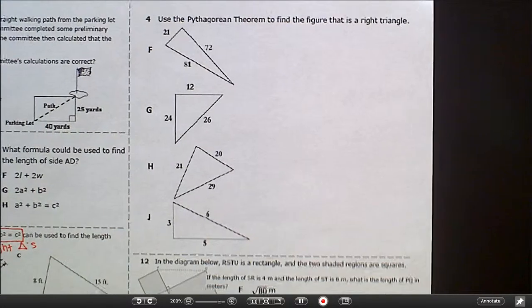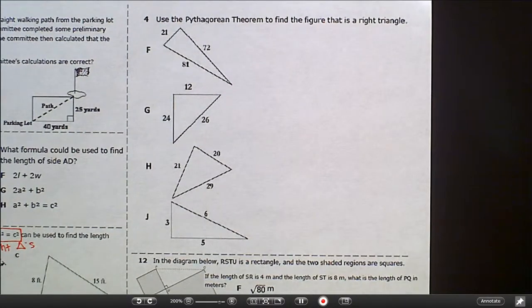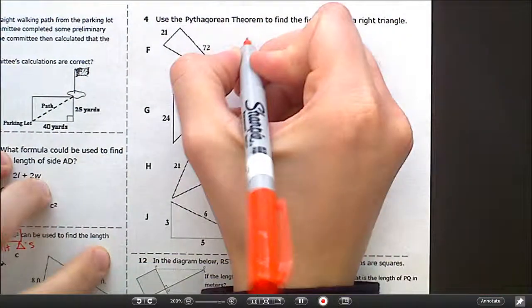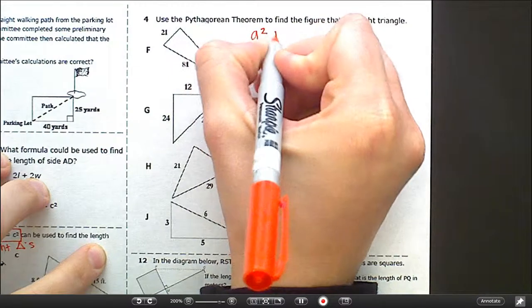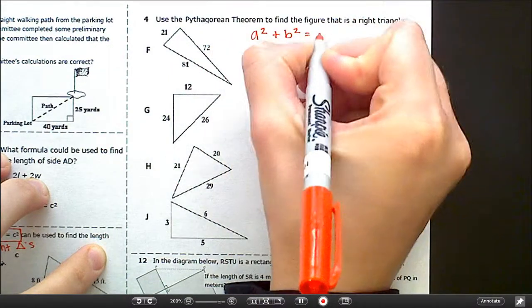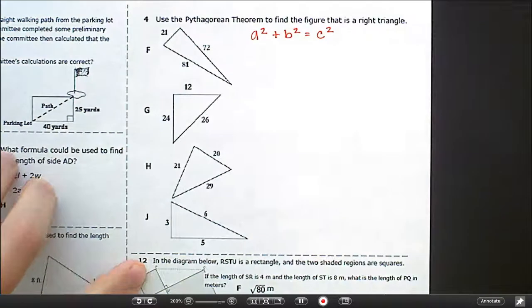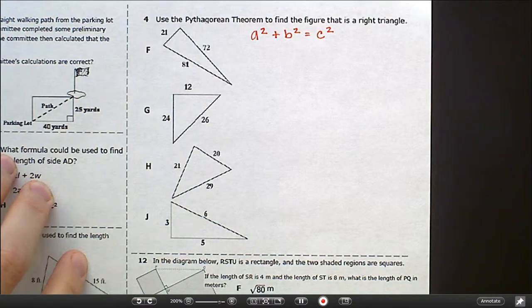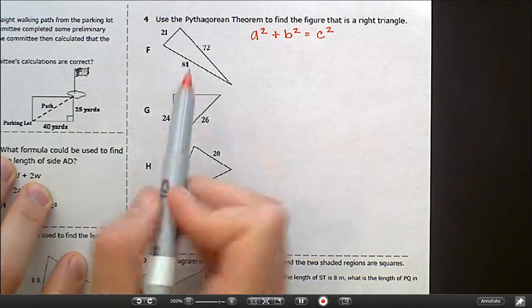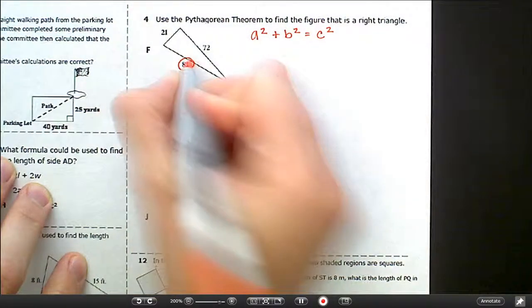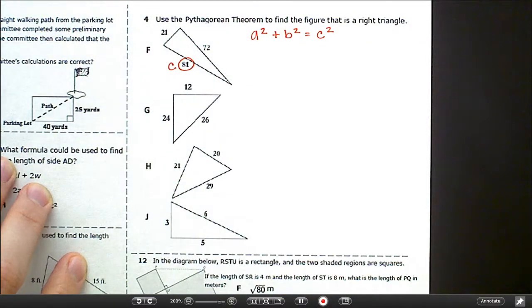So, let's look at F. Remember, the formula is always a squared plus b squared equals c squared. And we always start by writing down our formula, and then we plug in what we know. So I'm going to find my longest side. It says 81 is the longest, so that has to be C. A and B don't matter so much, so I'm going to use 21 for A.